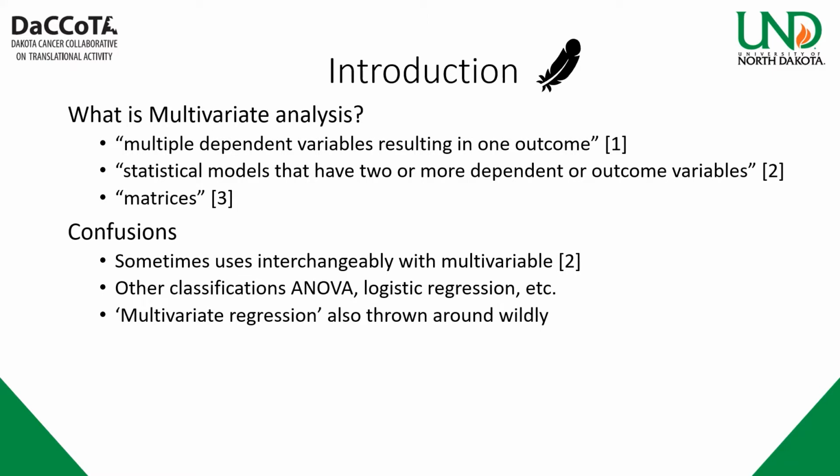Another definition is statistical models that have two or more dependent or outcome variables, so very similar to the first one. An even more concise and enlightening terminology from another source is summed up in the word matrices. Rather than thinking of individual variables and comparing them to other individual variables, you're looking at vectors, like one-dimensional matrices compared to another. And you'll see that there's a lot of truth to that phrase; it carries a lot of water.